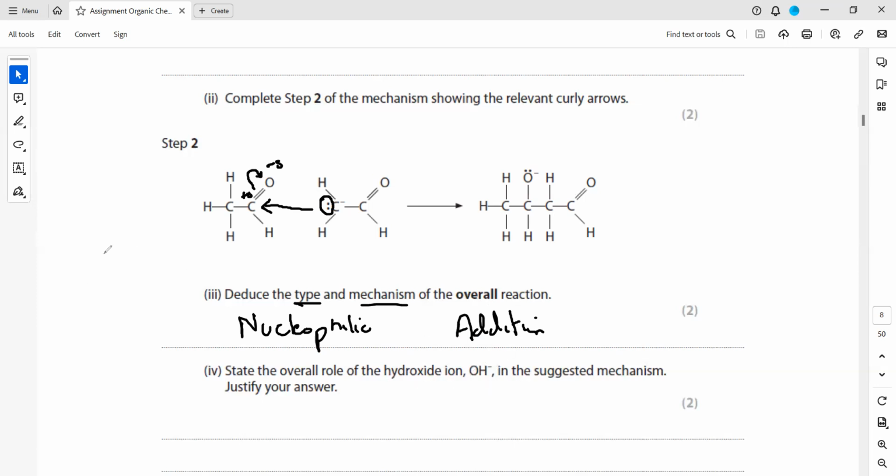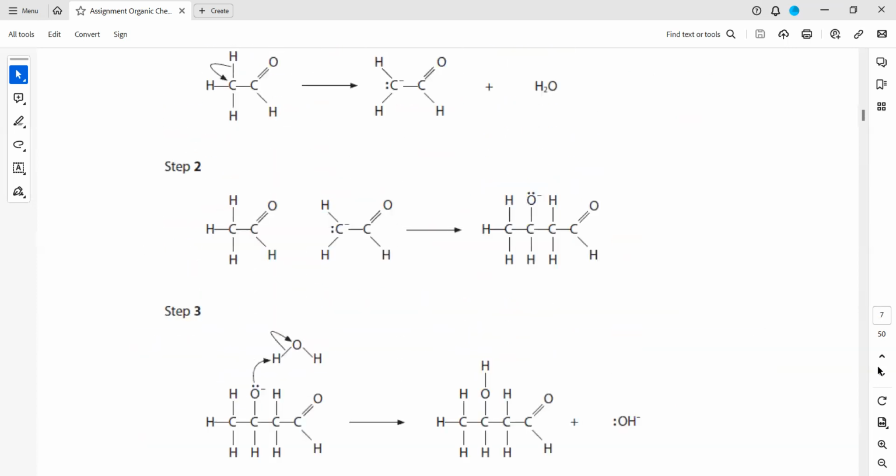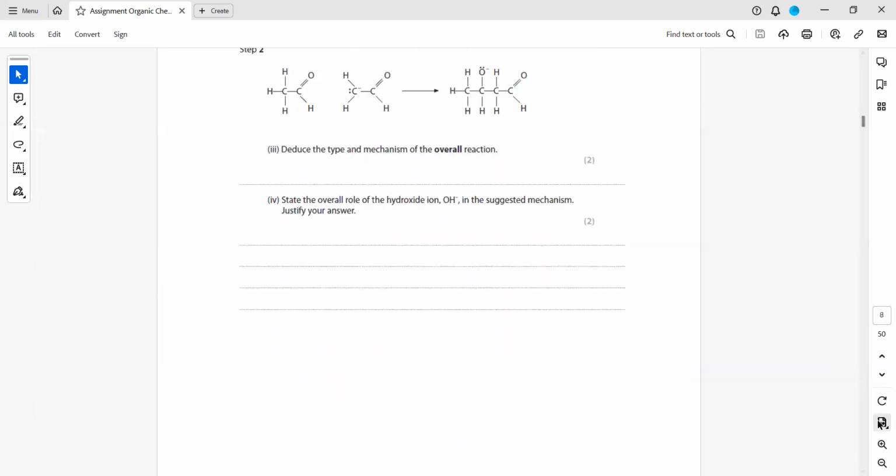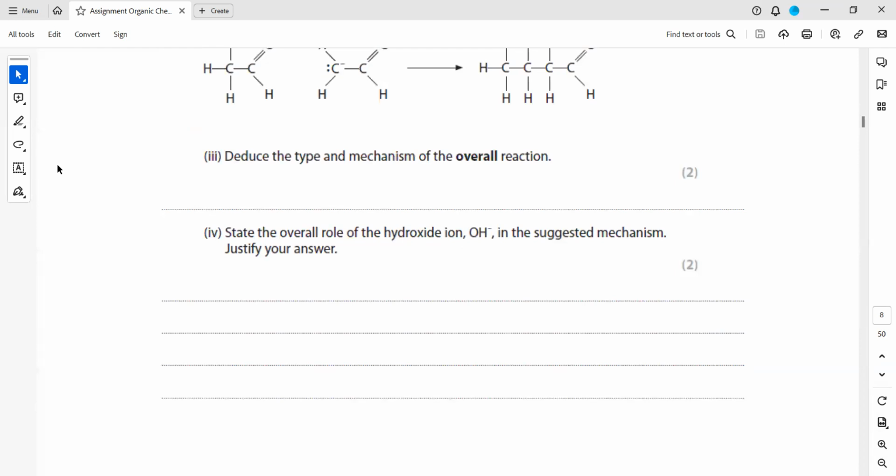Then state the role of hydroxide suggested. As you can see, when we use hydroxide from the beginning of the experiment, the hydroxide is used here, and after the reaction, hydroxide is being released. So what is hydroxide acting like? Hydroxide is acting like a catalyst, because before and after it is the same. So state the overall role of hydroxide and justify your answer. You'll mention hydroxide is acting like a catalyst because it is regenerated at the end of the reaction.